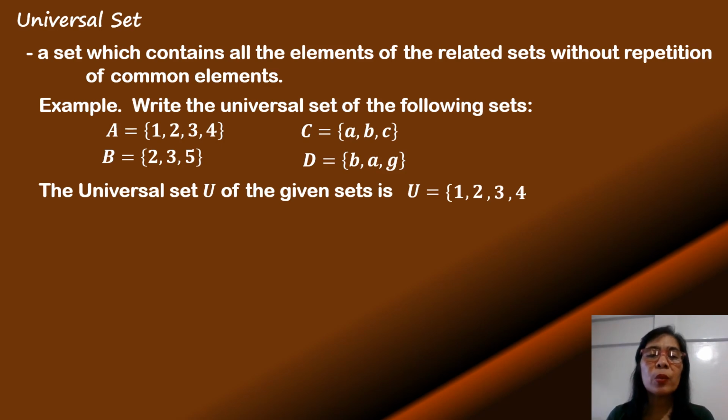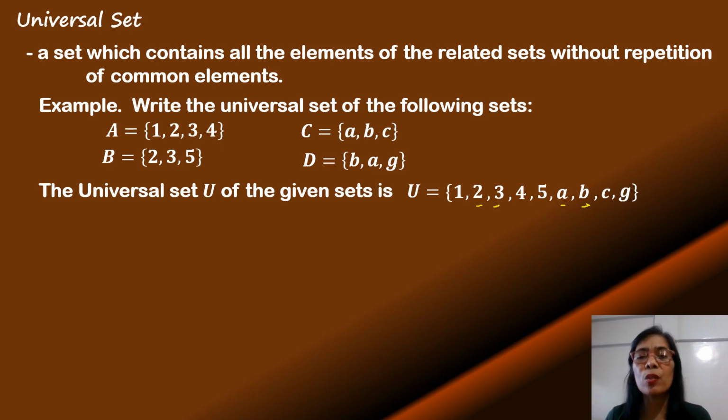B has elements 2, 3, 5, and since 2 and 3 are already written in the universal set, we just add in here 5. C has elements A, B, and C, so we add in here the elements A, B, and C. And D has elements B, A, and G. Since B and A are already written in the universal set, we just add the element G. So this is now the universal set representing all the sets under consideration.